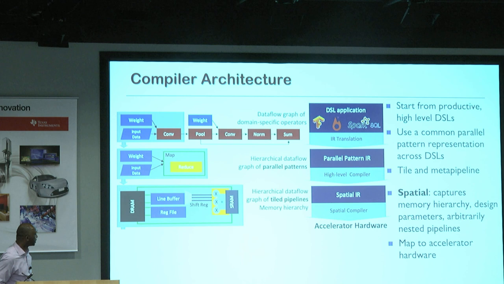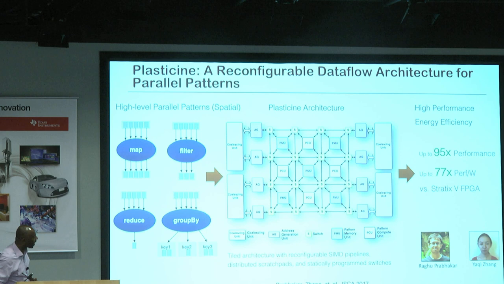Okay? So Spatial captures this, right? So now we've gone from parallel pattern IR to a hierarchical data flow graph of tile pipelines with an explicit memory hierarchy. That's Spatial. Okay, so we're coming down in our level of abstraction. Now we get to hardware. Okay, so what should the hardware look like? Well, the hardware should match fundamentally our programming model, right? So we should define hardware that's very good at executing these parallel patterns. And so we've come up with a reconfigurable data flow architecture we call Plasticine, which matches this hierarchical data flow that exists in our applications, right? And so it's composed of a number of components, and I'm going to explain them to you in just a moment.